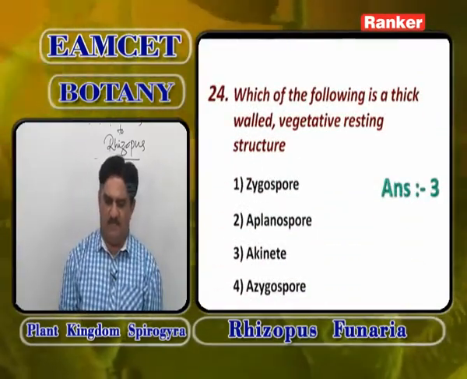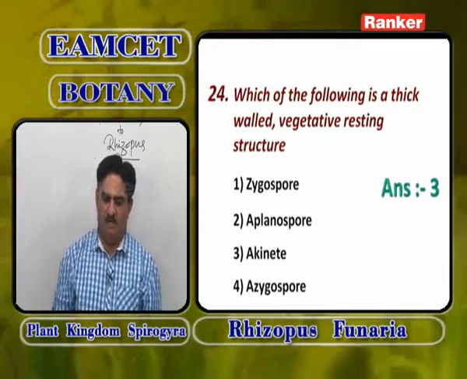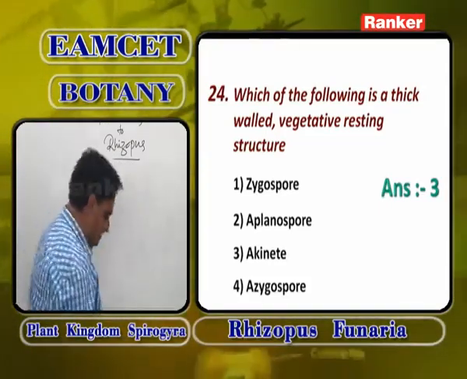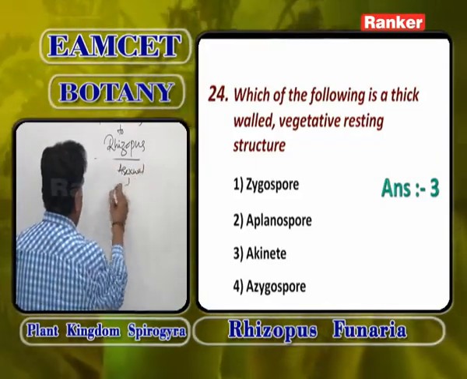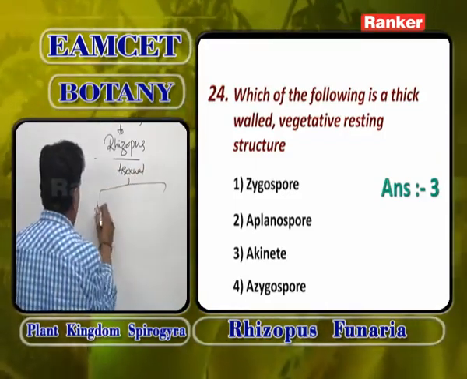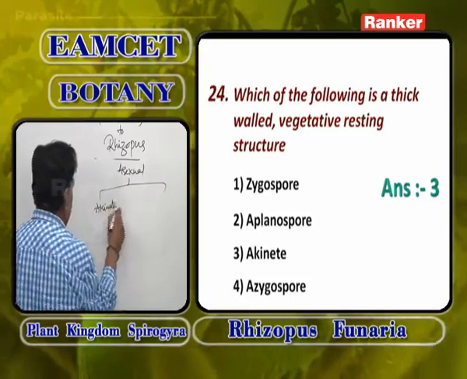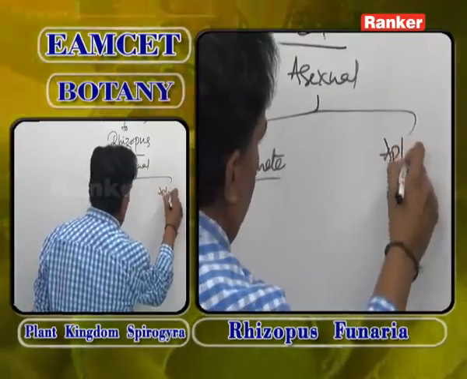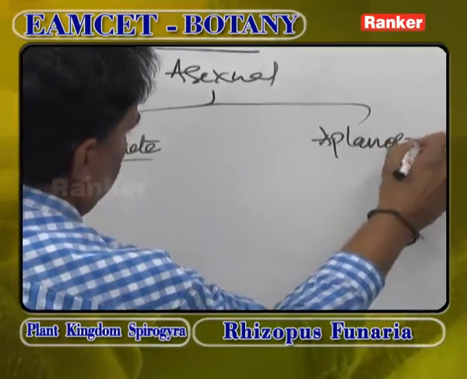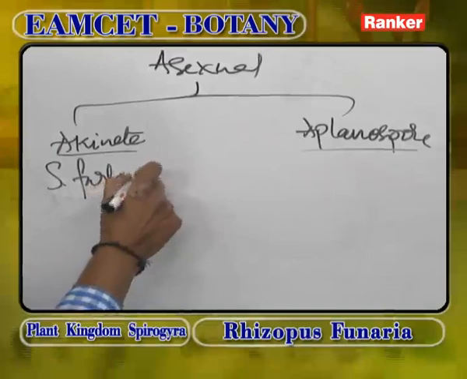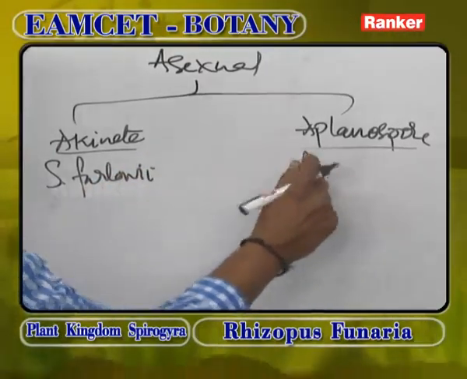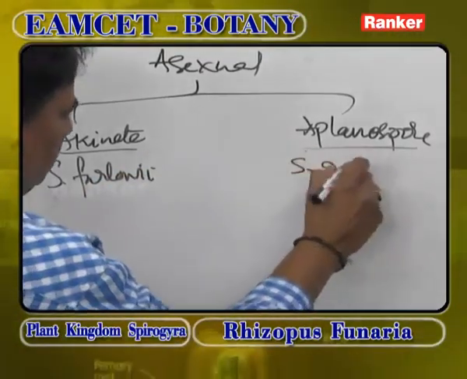Which of the following is a thick walled vegetative resting structure? Asexual reproduction in Spirogyra is by 2 methods. One is akinete, the other is aplanospore. Akinetes are formed in Spirogyra farlowii. Aplanospores are formed in Spirogyra aplanospora.